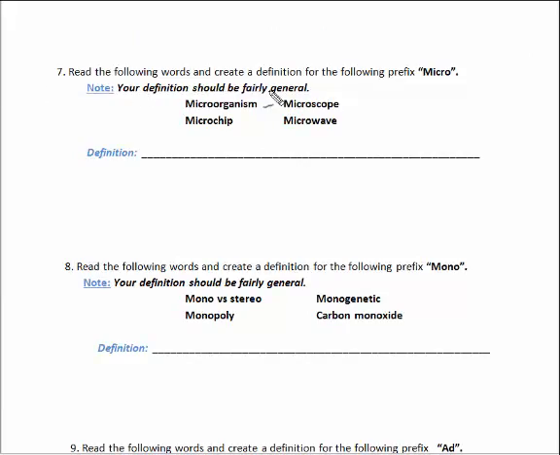Number 7, create a following definition for the prefix micro. We've mentioned this earlier in number 6. Microorganism. Microscope, microchip, and microwave. Micro means small. Macro, large. Micro, small. Here is the root, organism, like a cell, and a microorganism means a small cell. Microscope. A scope is something that you look through. Microscope, something that you look through and you see small stuff.